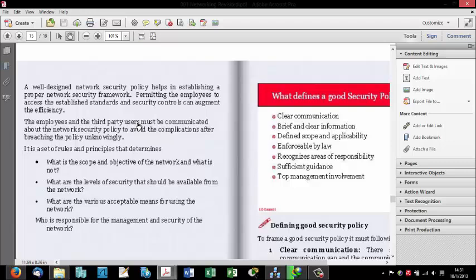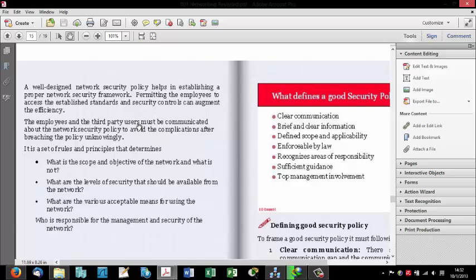If the policy says unauthorized or authorized personnel cannot use thumb drives, pen drives, or any flash drive which the end user might use, then we might avoid it. Otherwise I might leak data or other data points. So those kinds of things should be avoided when coming up with the policy.